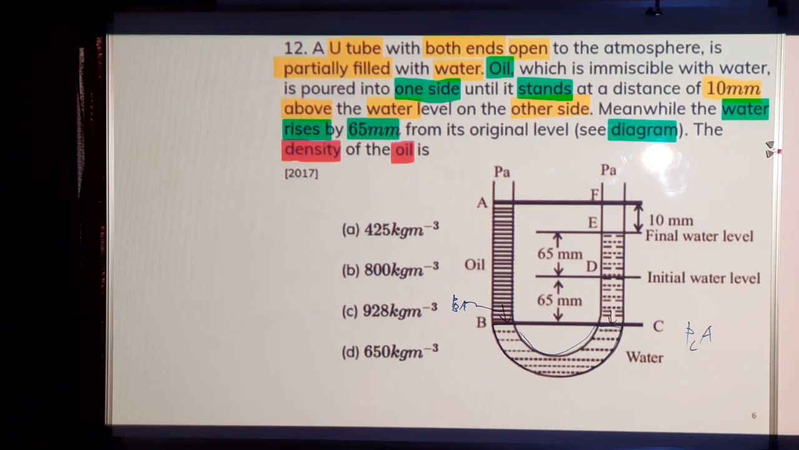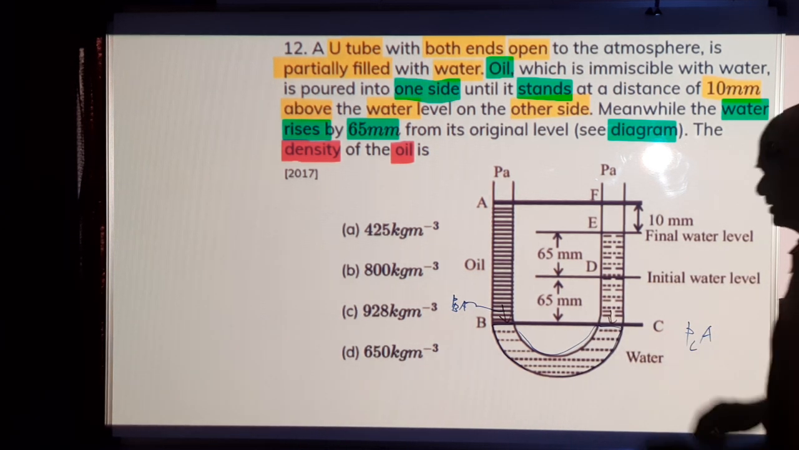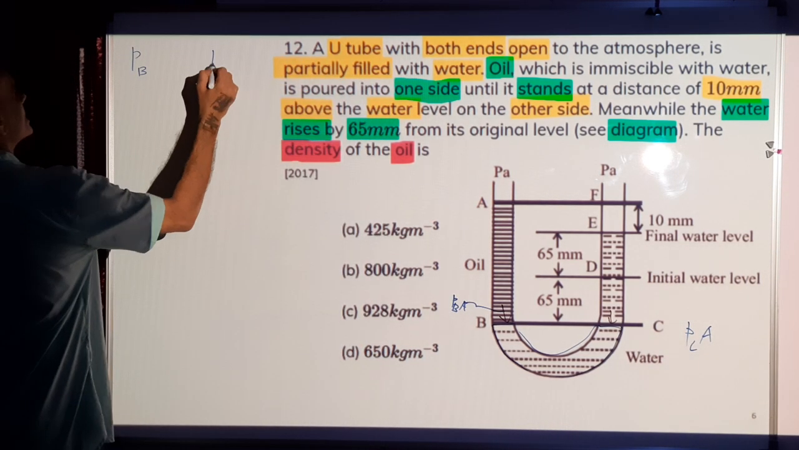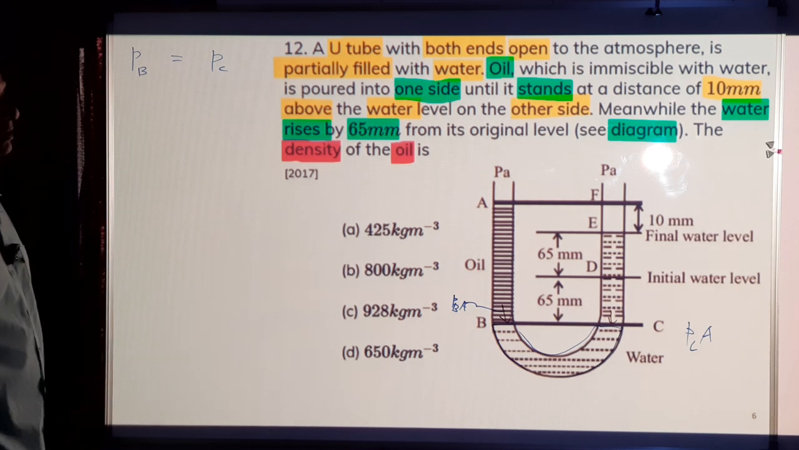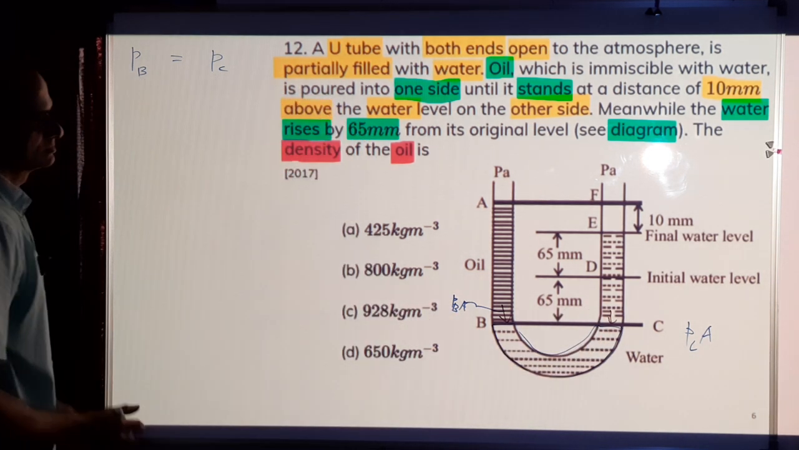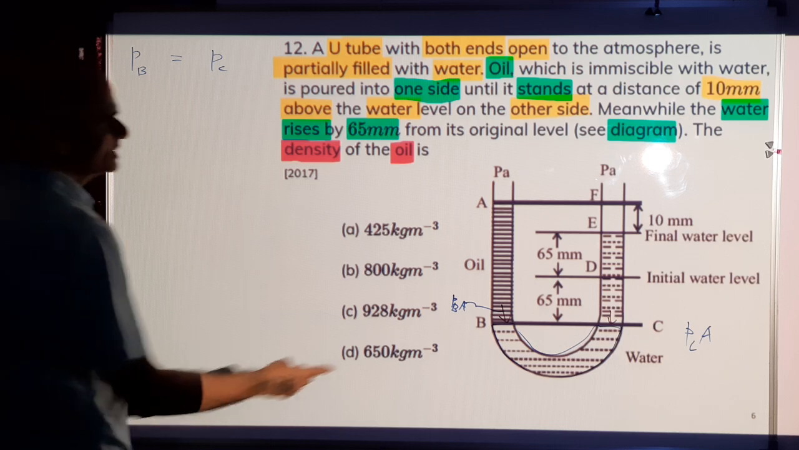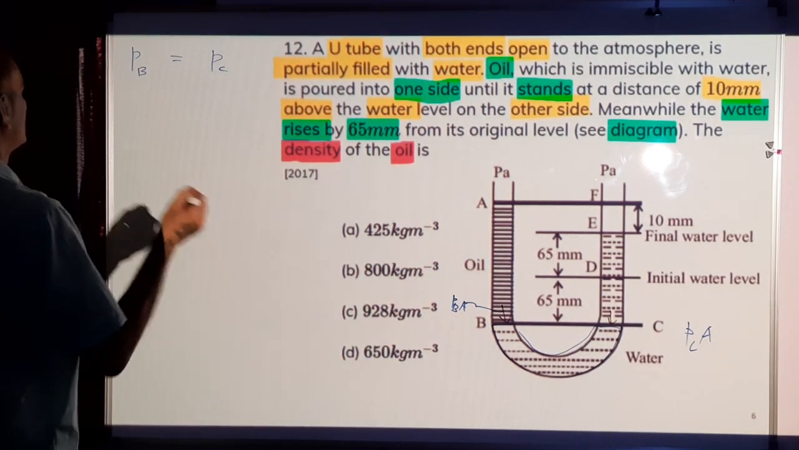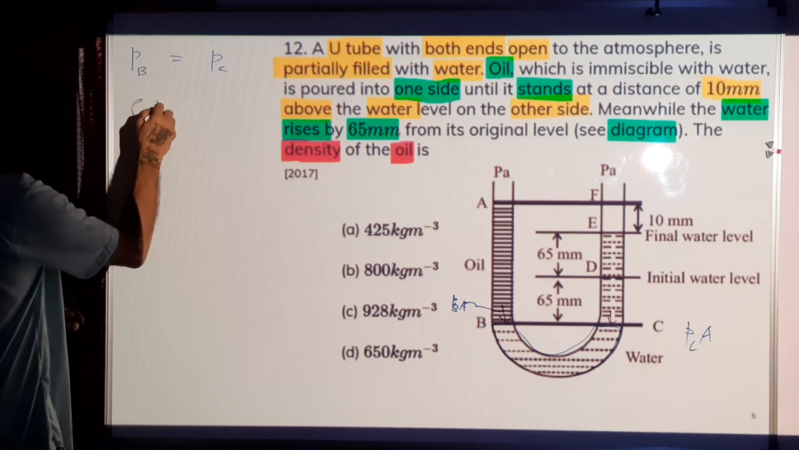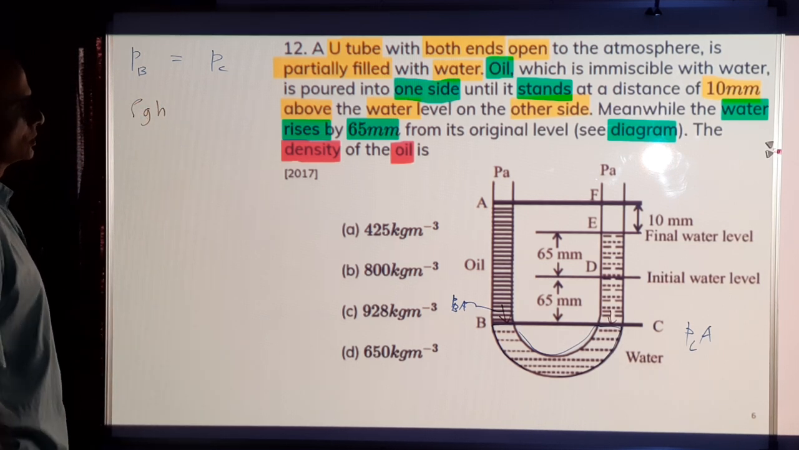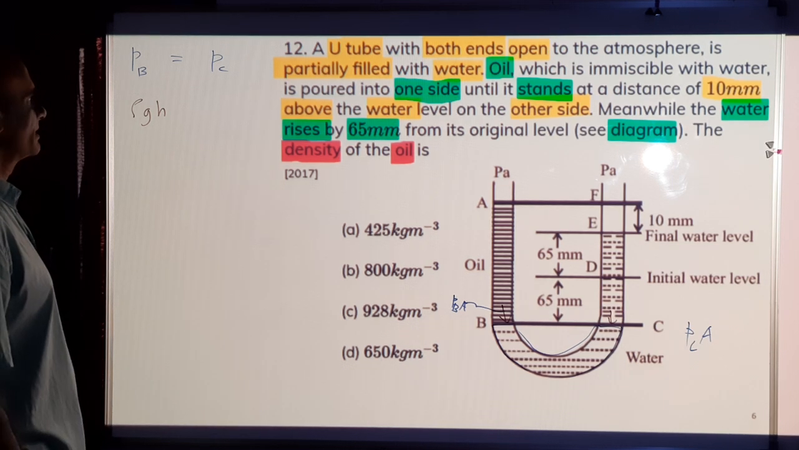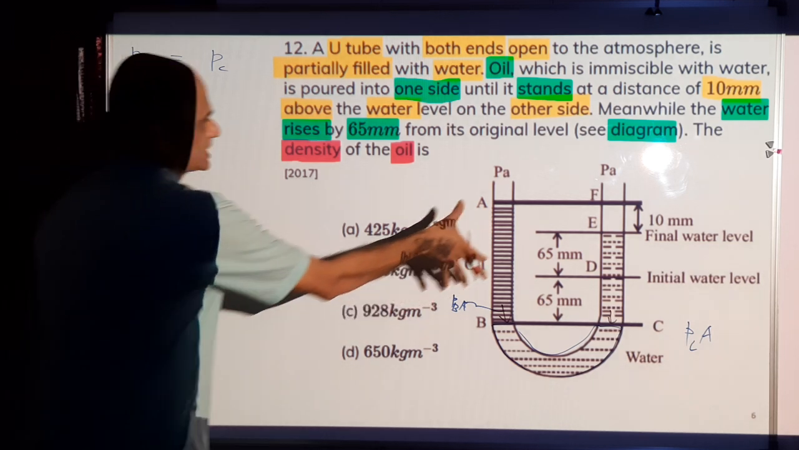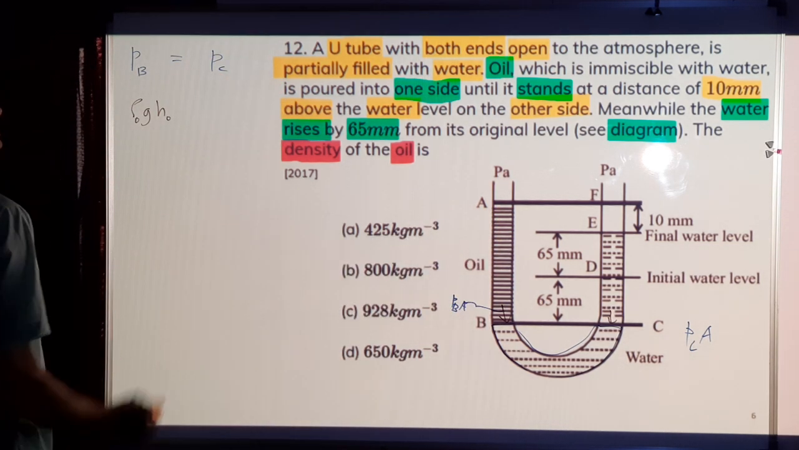A is the same, so A will cancel. So PB and PC should be the same. Pressure at point B and pressure at point C should be equal for this part of the water to be at rest. Pressure at point B is because of the weight of the fluid above it. So this is oil, so rho g h of oil. Pressure due to a liquid column is rho g h, which I discussed in the beginning. So this much height of oil into the density of oil into g.